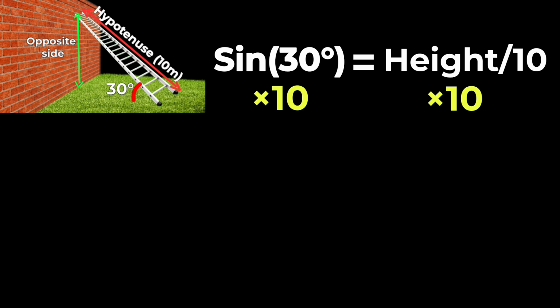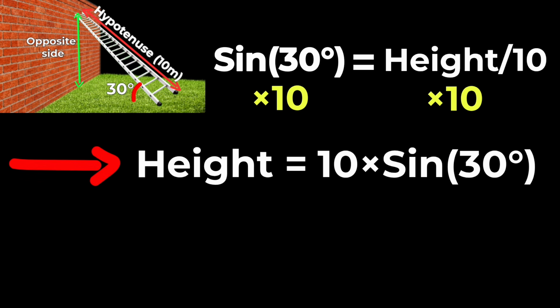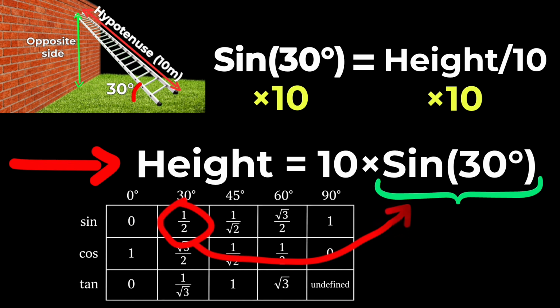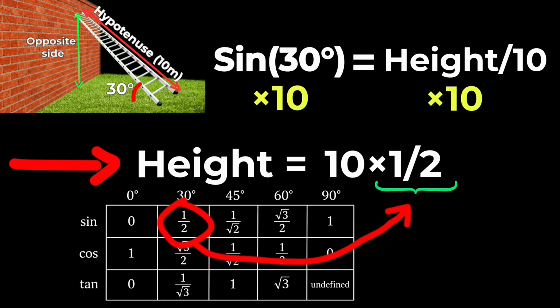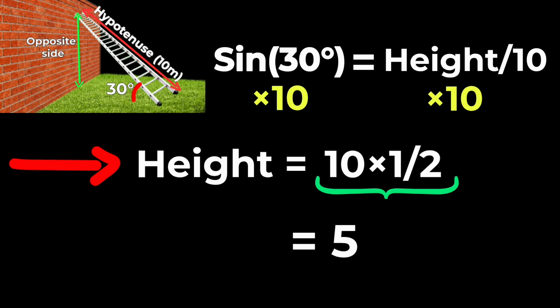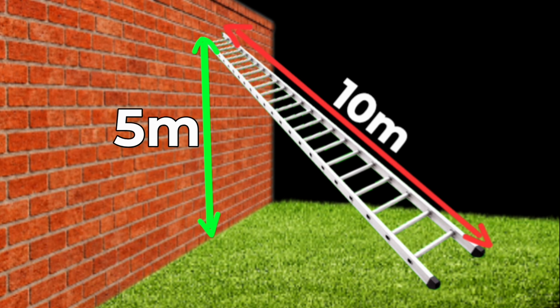Multiply both sides by 10. Height equals 10 multiplied by sine 30 degrees. Sine 30 degrees equals 1/2. 10 multiplied by 1/2 equals 5. The ladder reaches 5 meters high.